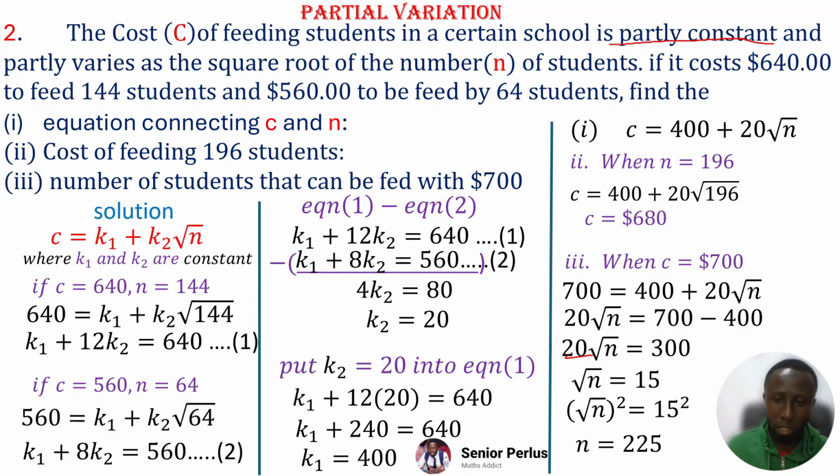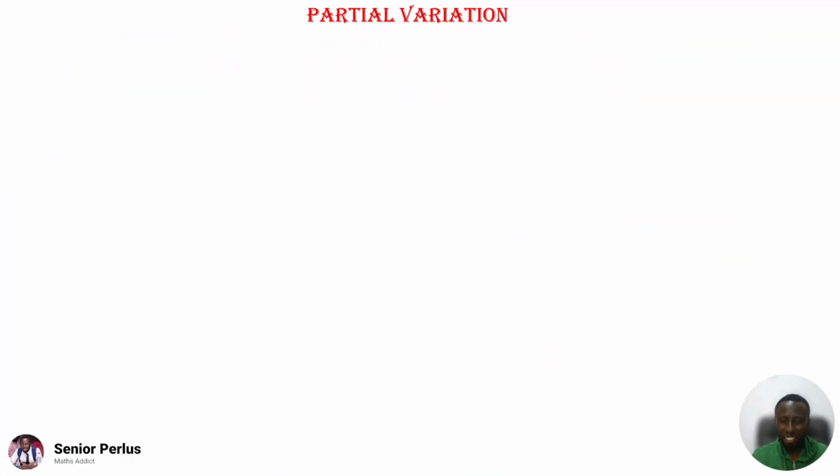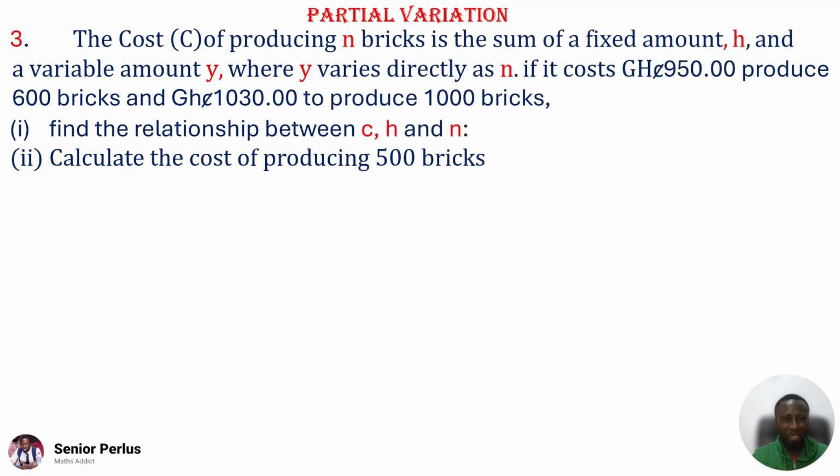Okay, so let us look at our third example under partial variation. The cost of producing n bricks is the sum of the fixed amount h and a variable amount y, where y varies directly as n. Wow. So let's deduce the mathematical expression for this question. So the cost, that's the C, of producing the n bricks is the sum of the fixed amount h and a variable amount y.